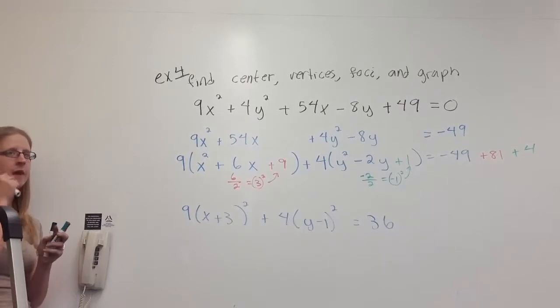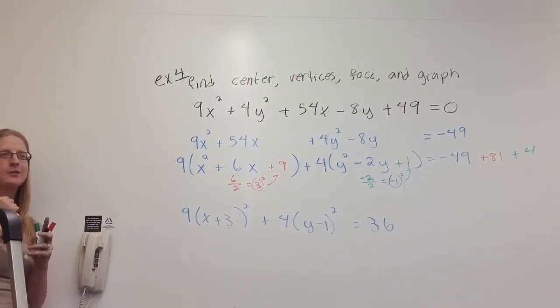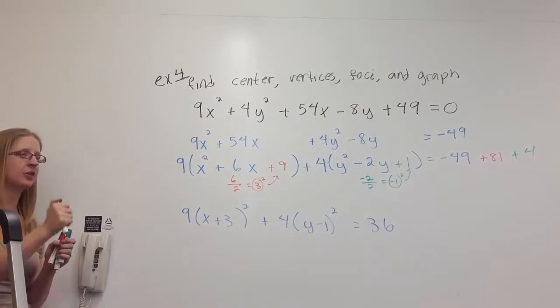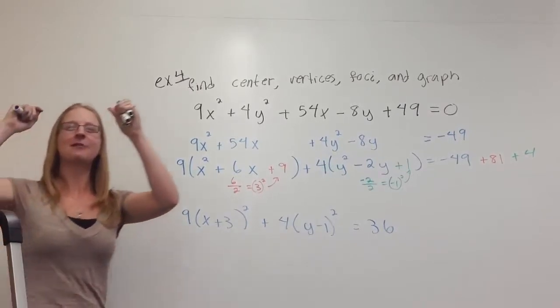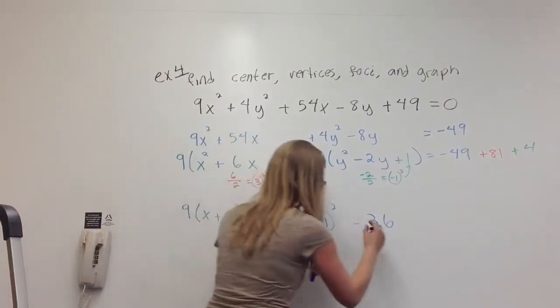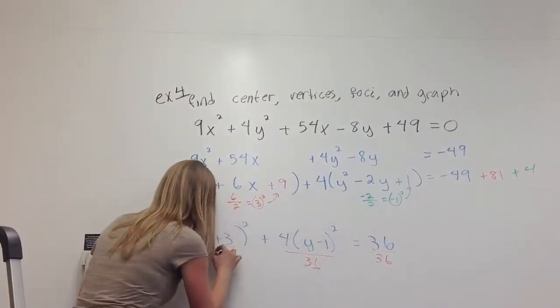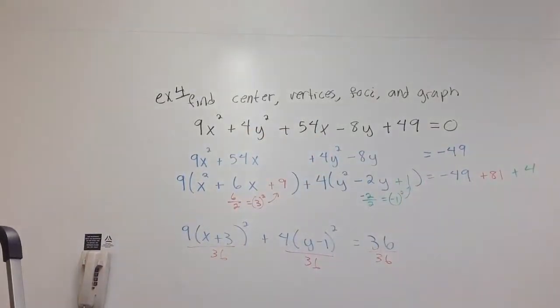Are you guys comfortable with that? Here's the next step. Do we have the correct form now? No. So, should I subtract 36 from both sides? No. Divide by what? 36. You guys got it. Divide everything by 36. And why are we doing that again? To get a 1 on the other side.